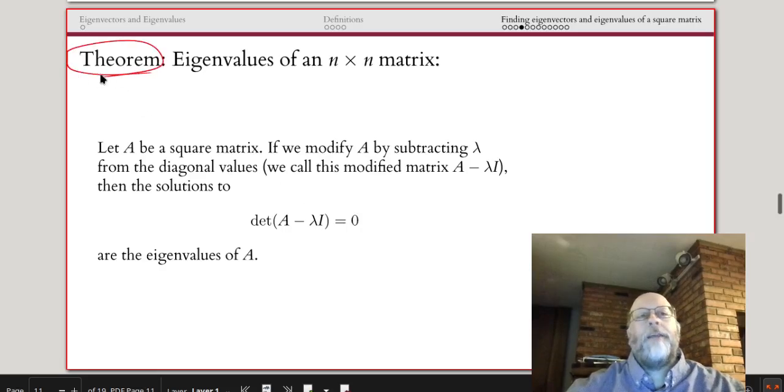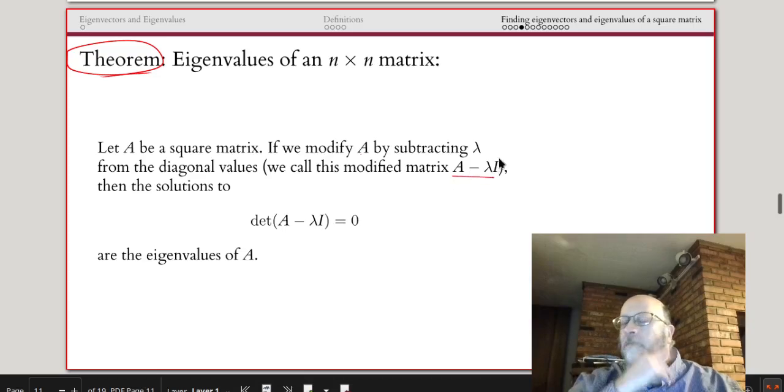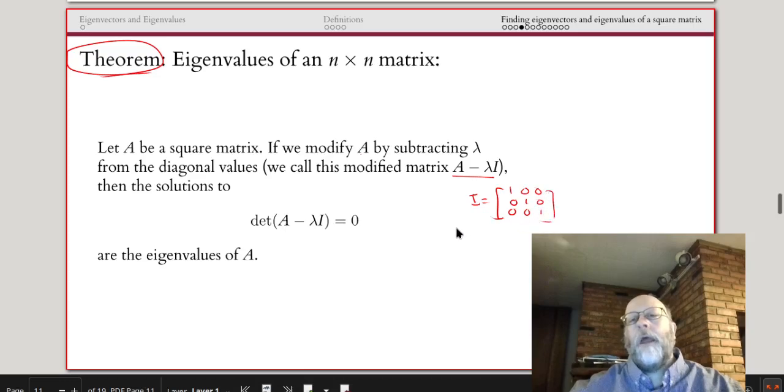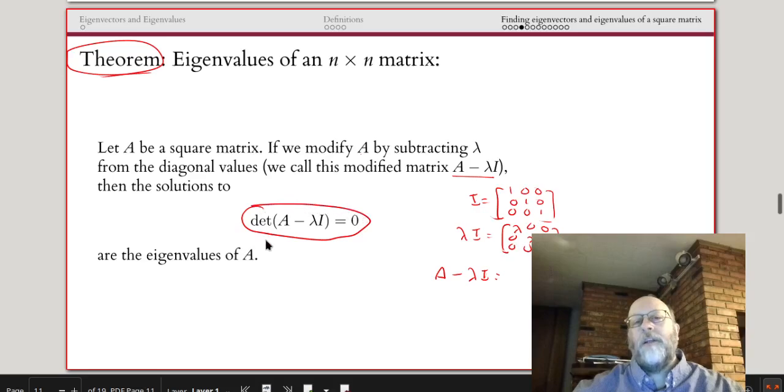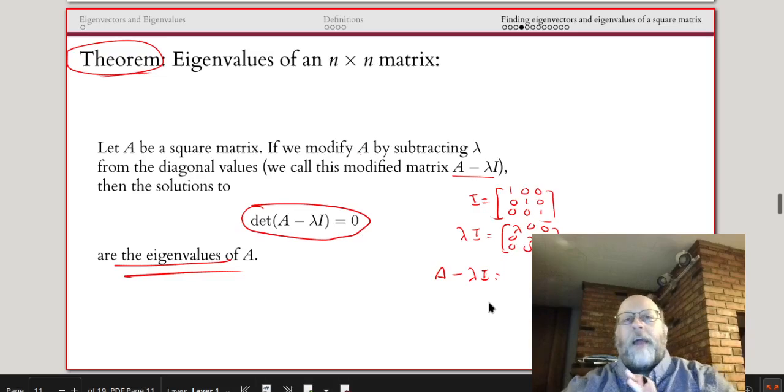And so here's our big theorem. We have a square matrix. If we modify A by subtracting lambda from the diagonals, we call this modified matrix A minus lambda times I. And here's why this works. We know that I is the identity matrix, and so lambda times I is just lambdas along the diagonals. And so A minus lambda times I is just taking A and subtracting lambda from the diagonals. So that's what we're doing here. Then the solutions to the determinant equation are the eigenvalues of A. And so the determinant will lead us to the eigenvalues immediately.